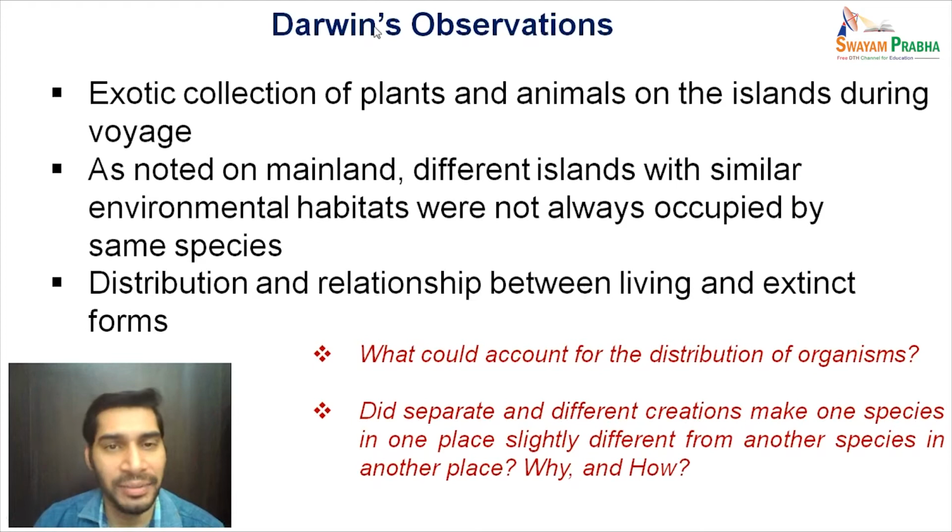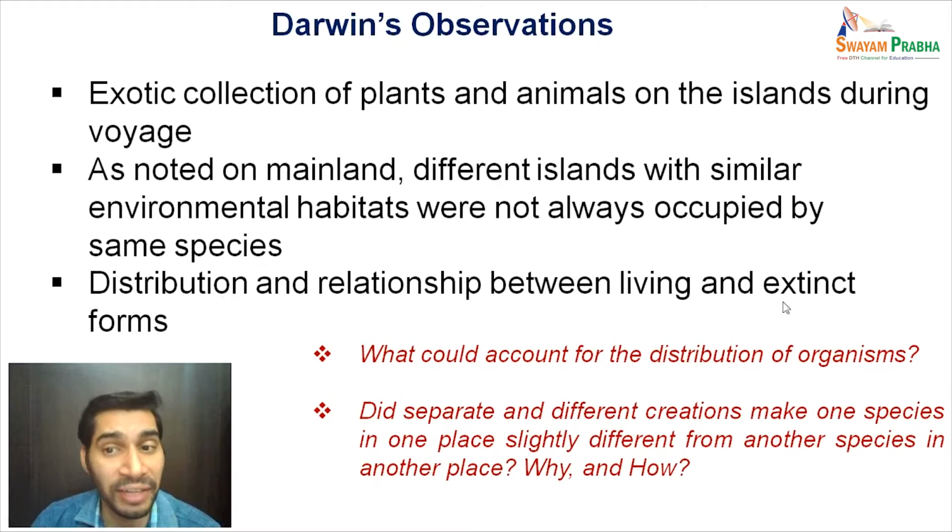Coming back to Darwin, what he observed on his voyage of 5 years was an exotic collection of plants and animals on the islands, which he could observe. He also noted that, just like on the mainland, different islands with similar environmental habitats were not always occupied by the same species. Also, he observed the distribution and relationship between living and extinct forms.